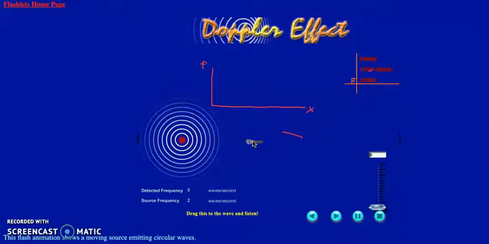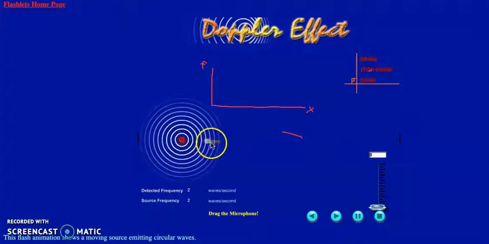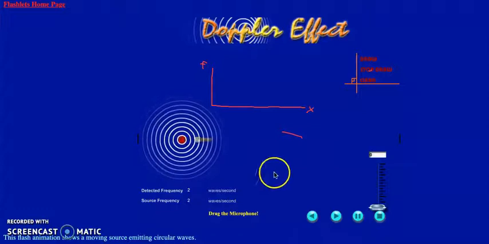Okay, so we also have a microphone where we can listen in on this if this was sound. So I'm going to just place the microphone right there, press play. Okay, so you hear the relative loudness. If I move it further away, it's not as loud as we expect. And if I move it closer, it's loud. Okay, but that's not the Doppler effect.